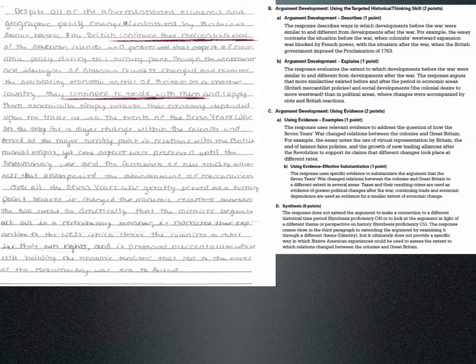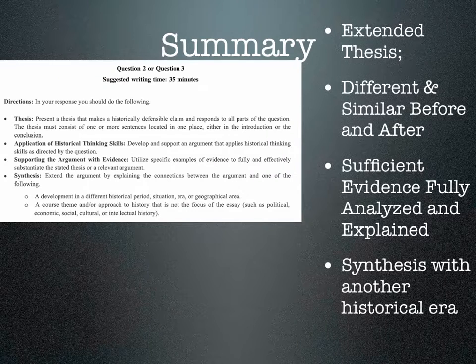So this student has done a good job in creating the argument. They had a clear thesis. They supported their thesis with evidence. They were clear about things that were similar and gave specifics. And they were clear about things that were different and gave specifics. So in summary, the long essay requires you to do basically 4 things. To provide that extended thesis that is clear and defensible. To, in this case, show what is different and similar before and after the war. In other words, this is periodization.